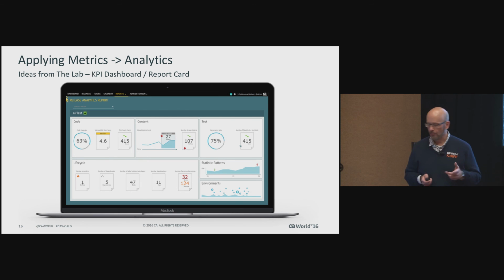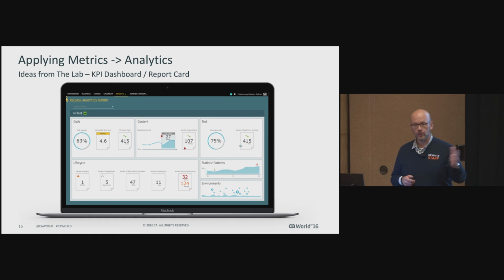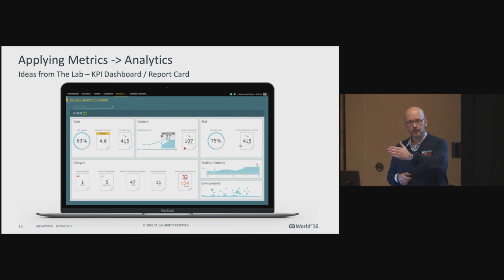We have stuff in the lab there, for example, where when you've got a good system of these metrics together, you can build a dashboard like this. It gives you the top level KPIs, and ultimately you can apply analytics to those metrics and give a score of how healthy that release is and identify problems in your release pipeline as it goes. That's the vision of what metrics can bring.